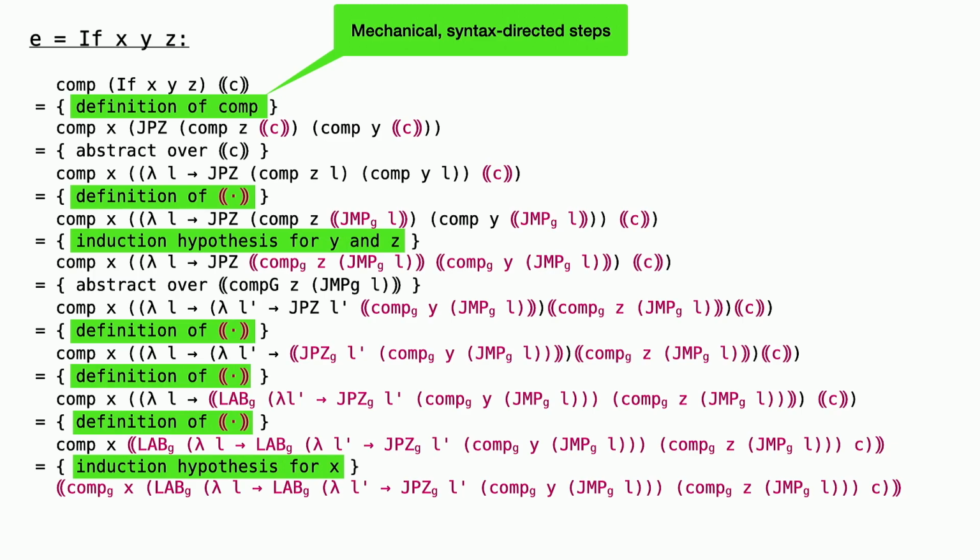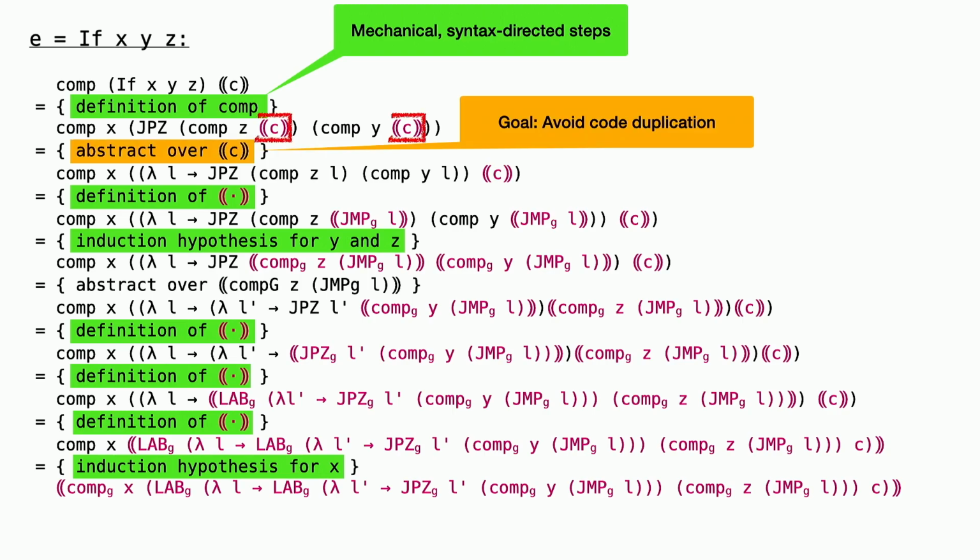There are only two interesting steps here. These are the remaining ones. And they are basically goal-directed. We have a certain goal in mind. And the first one is this one here. Here we have two occurrences of the continuation, C, that causes code duplication in the compiler. And we want to avoid this. And how do we avoid this? Well, we abstract over it. We introduce a lambda abstraction that introduces a variable, and then we use that variable instead of that code directly, and we simply pass the code continuation as an argument. It's just beta expansion.